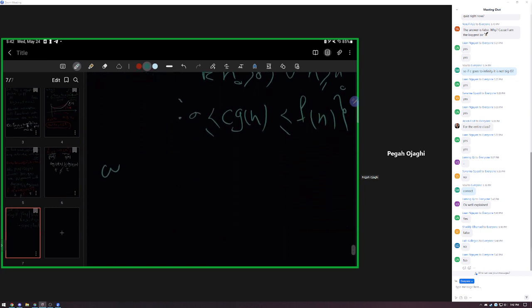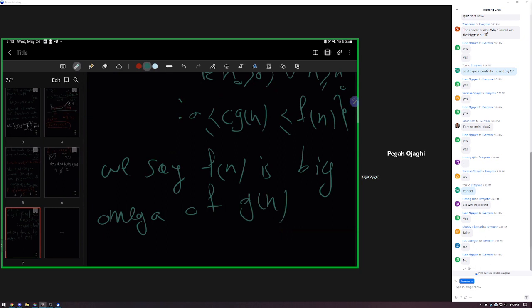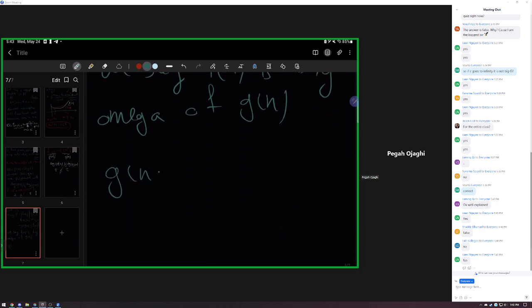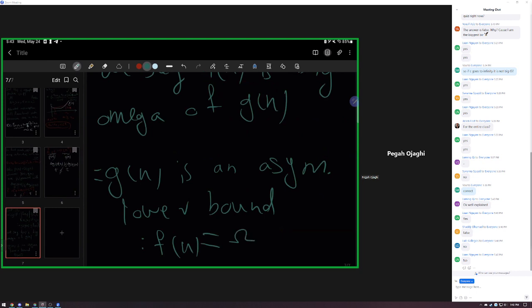What we say is f of n is big omega of g of n. Again, there is another definition: g of n is an asymptotic lower bound. So how do we write it? We say f of n is equal to big omega of g of n. What does that mean? It means f of n belongs to omega of g of n. Okay, this is the definition. Does it make sense?